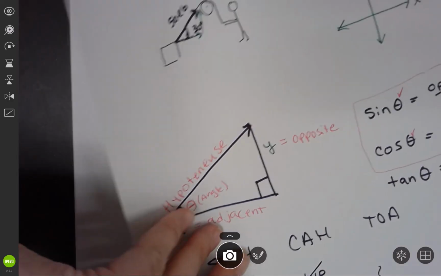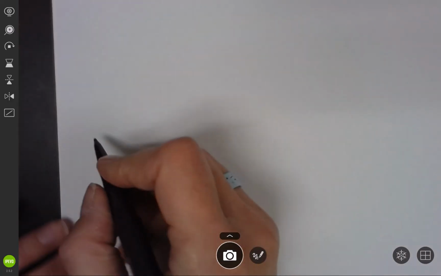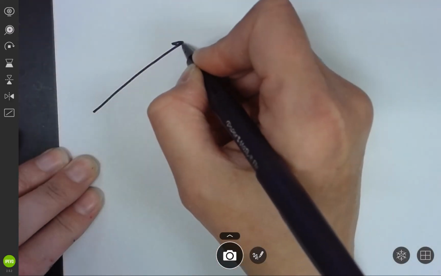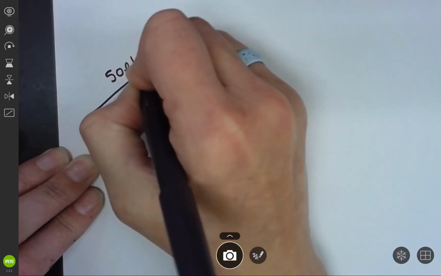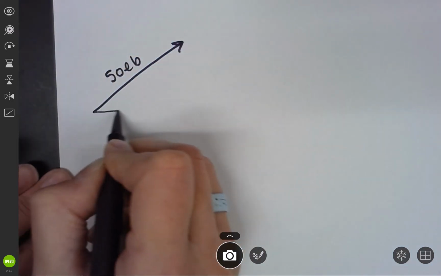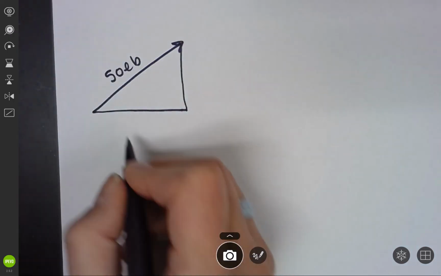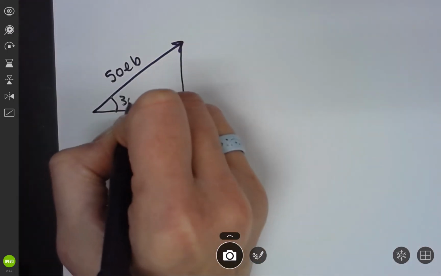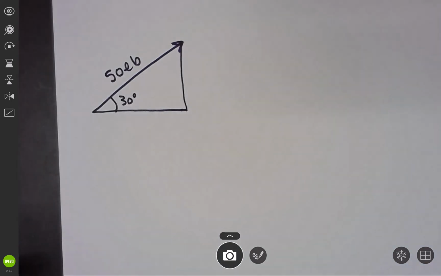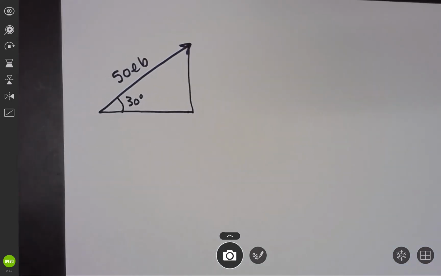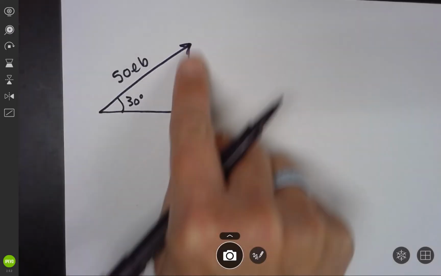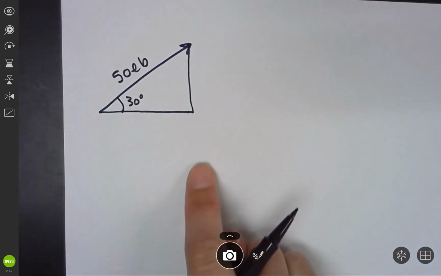So I'm going to redraw my triangle here, putting in my numbers. 50 pounds. And then here is my sideways part, here is my vertical part, and this is 30 degrees. A question that students sometimes ask is, Mrs. Matthews, how do I know which way the arrows are pointing here? Do they point that way? Do they point down? Do they point up?